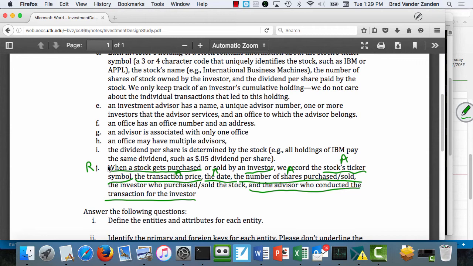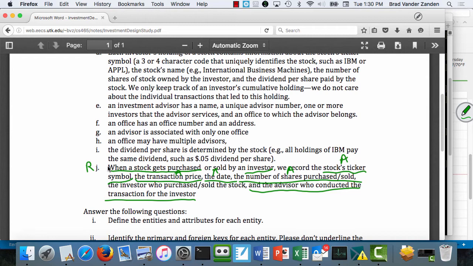Actually, I don't believe that this is my problem. I believe that this was the example I took from the book. So we'll say the book. We'll pass the buck. But yeah, we'll say this wasn't exactly artfully done. But basically, we want to keep track of individual transactions, and then also for an individual investor, we need to keep track of their cumulative holding.